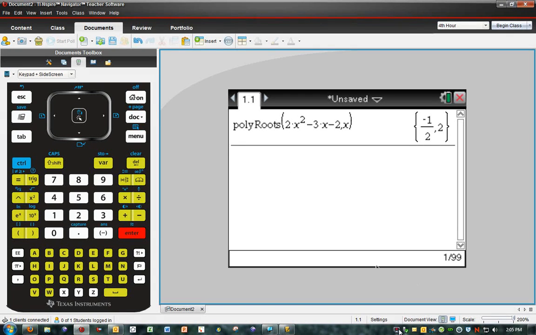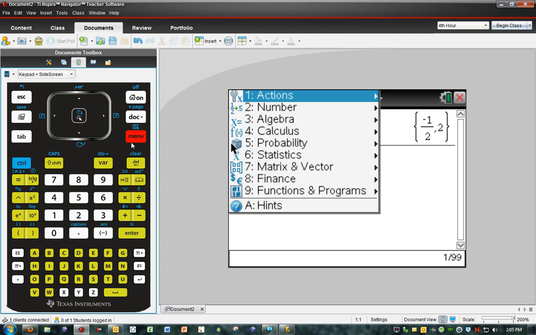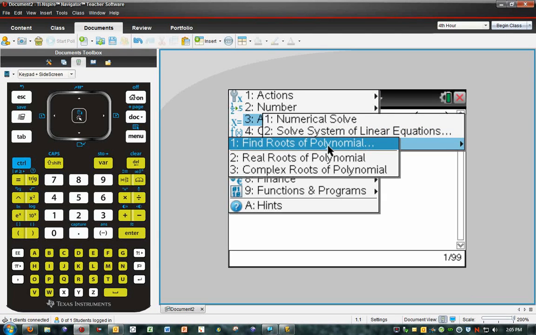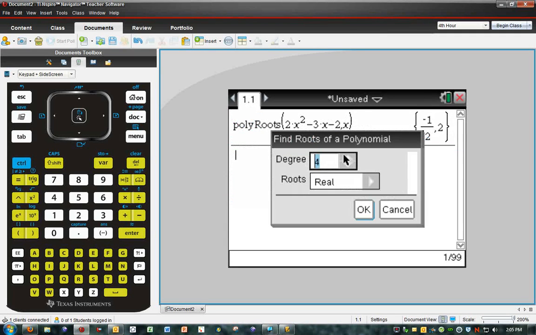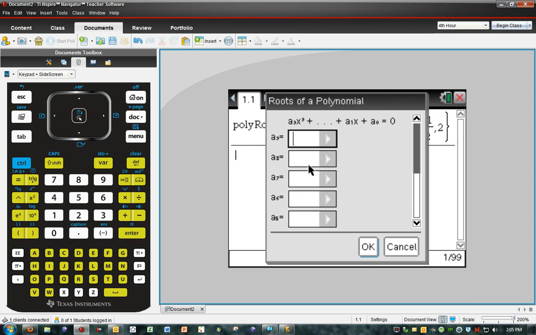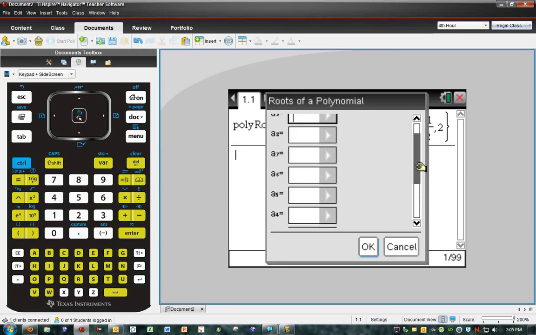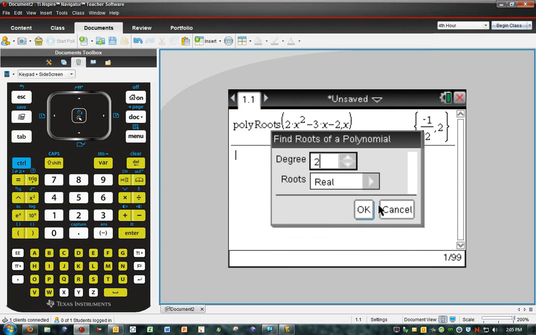But there it is. That's all you have to do. Menu, algebra, go to polynomial tools, and find the roots. And then you could just change it. Like if you wanted 9 of them, you just have to put in the 9 coefficients that you need to, and you'll be all set.